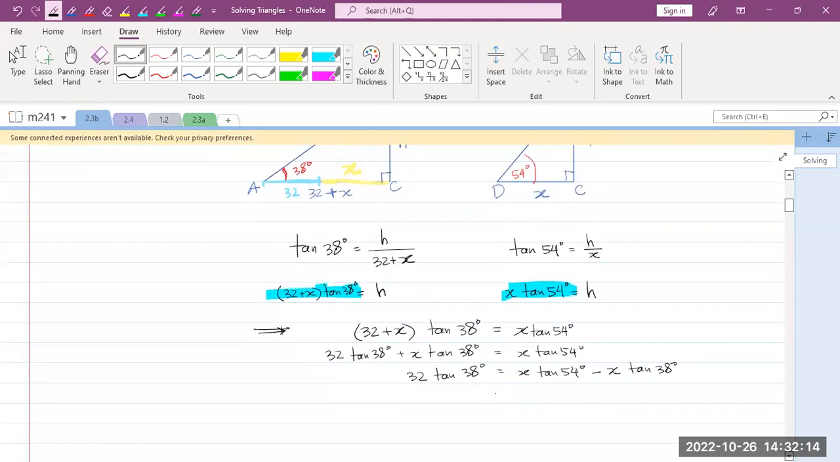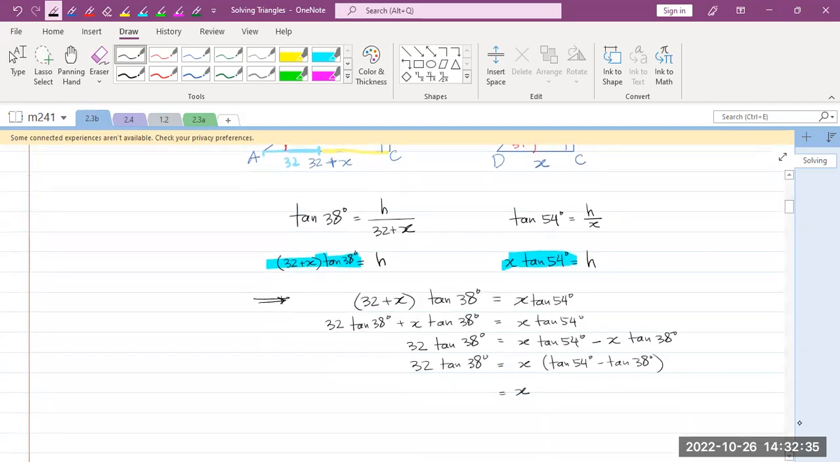Now, the key step is actually factoring this x. We factor this x, the common factor, right? x times tangent 54 degrees minus tangent 38 degrees equals 32 tangent 38 degrees. And then we divide both sides by the grouping. We divide 32 tangent 38 degrees by tangent 54 degrees minus tangent 38 degrees.